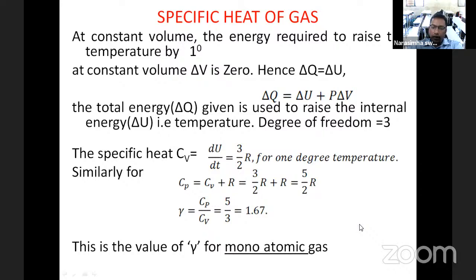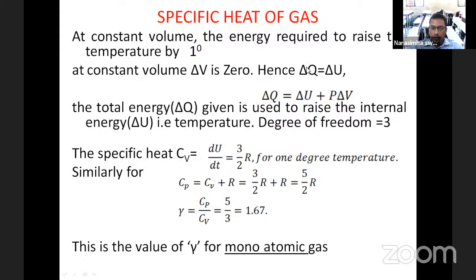Now coming to the specific heat of the gas. Specific heat of the gas is a very important parameter. We calculate these things keeping some parameters constant. The definition for the specific heat of a gas at constant volume is the energy required to raise the temperature by 1 degree, keeping the volume constant. So how much energy is required to raise the temperature by 1 degree is given at constant volume. Keeping the volume constant means ΔV is equal to 0.